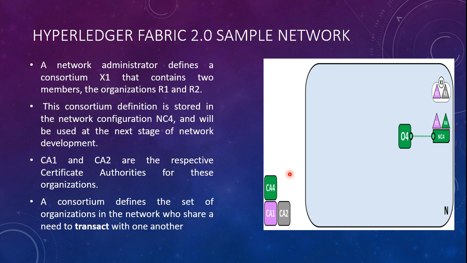So a consortium defines the set of organizations in the network who share a need to transact with each other. So R1 and R2 have a need to transact with each other. So together they have come to make a consortium. But in actuality, there could be many organizations in one consortium. Each one of them will have their own certificate authority, and they will be part of the consortium because they have a need to transact with each other.